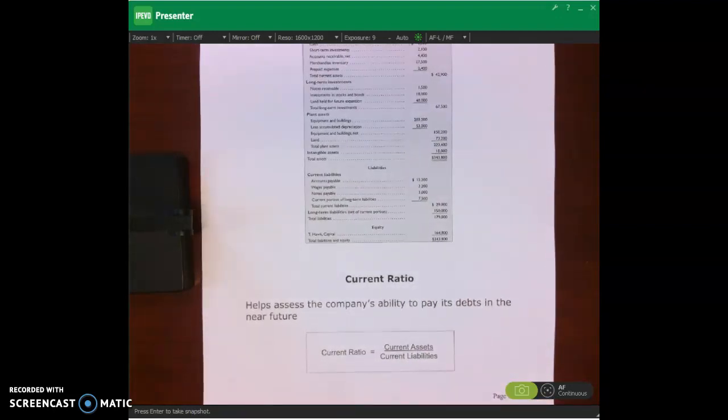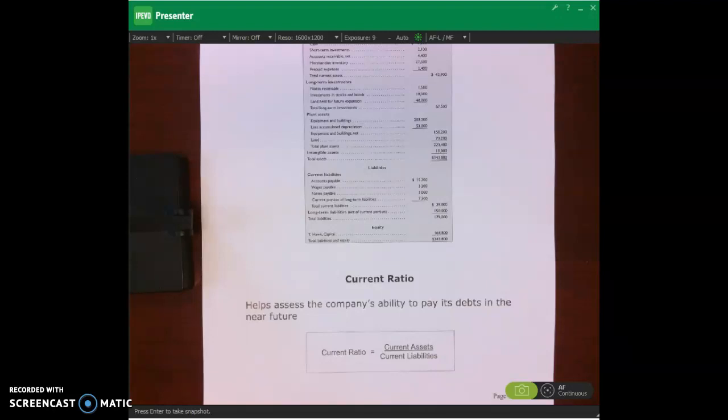All right. Then we can look at our current ratio. Why do we actually have a classified balance sheet? That's something we should talk about for a second. Well, a big reason that we have a classified balance sheet is that it helps us to calculate financial ratios easier.